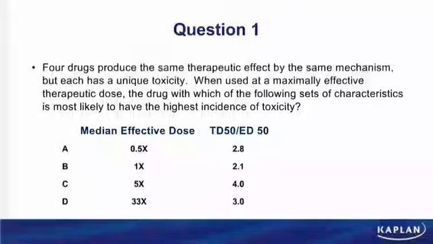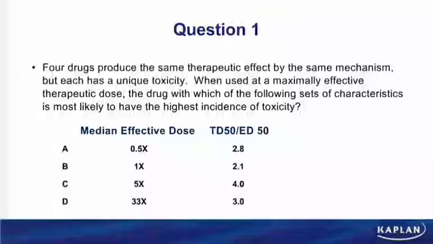Now that we finished Chapter 2, let's do a few practice questions together. Here's the first one. This is an opportunity for you to pause the video, review the question, think about it, come up with a correct answer, and then we'll discuss. So here we've got 4 drugs. They produce the same therapeutic effect by the same mechanism, but each has a unique toxicity. We're trying to figure out which drug is likely to have the highest incidence of toxicity.